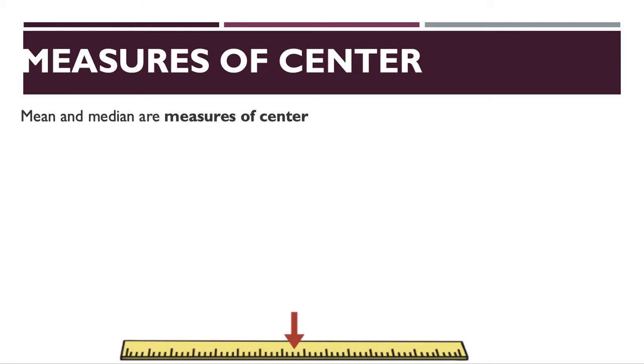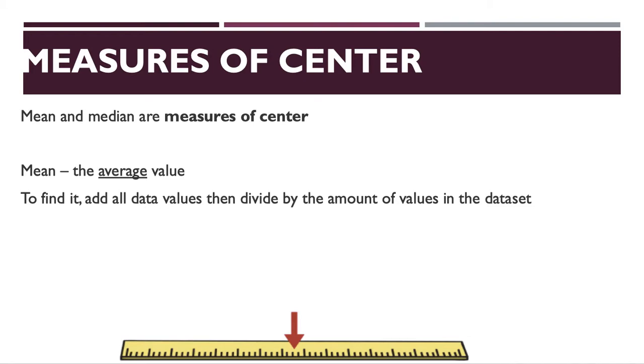Mean and median are considered measures of center. The mean is the average value in a data set. And to find the mean, you simply add all the data values together, then you divide by the amount of values in the data set.